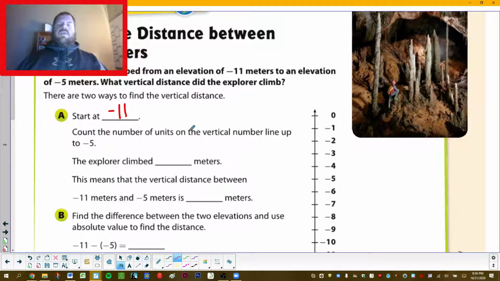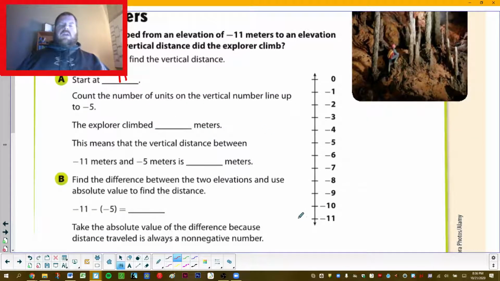Count the number of units on the vertical line up to negative 5. So we're going to go ahead and do that from negative 11. The other one we're concerned with is negative 5. So how many units do we have here? 1, 2, 3, 4, 5, 6. I'm going to put the arrow this way because he started at negative 11 and went to negative 5.